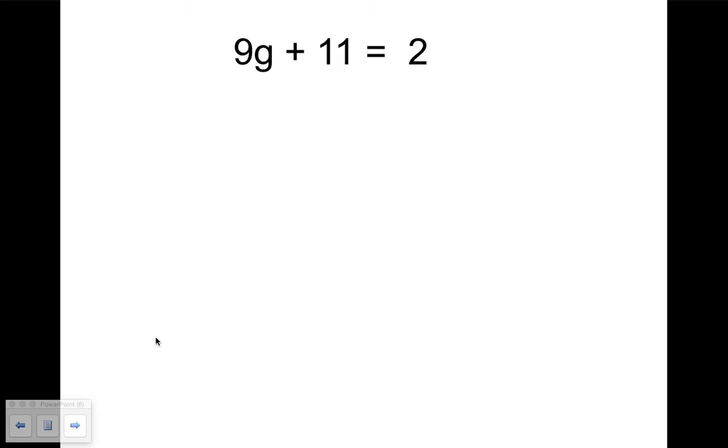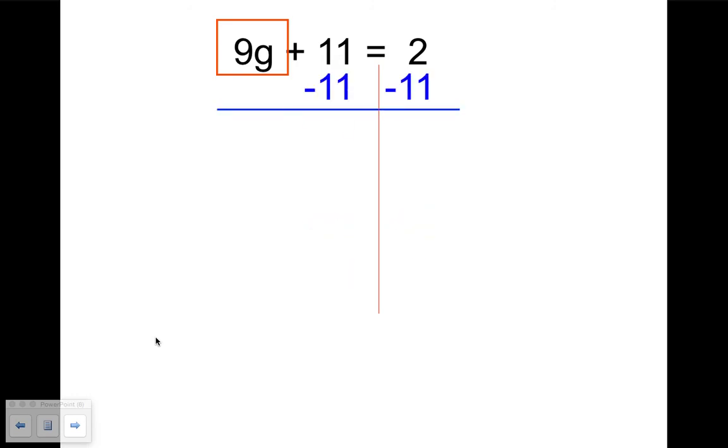Why don't you try an example on your own and then check back and see how you did. Okay, we begin with the line of equality and put the box around 9g. Step 1, add or subtract. Let's subtract 11 from both sides. Positive 11 and negative 11 are a zero pair. Therefore, we have 9g equals negative 9.